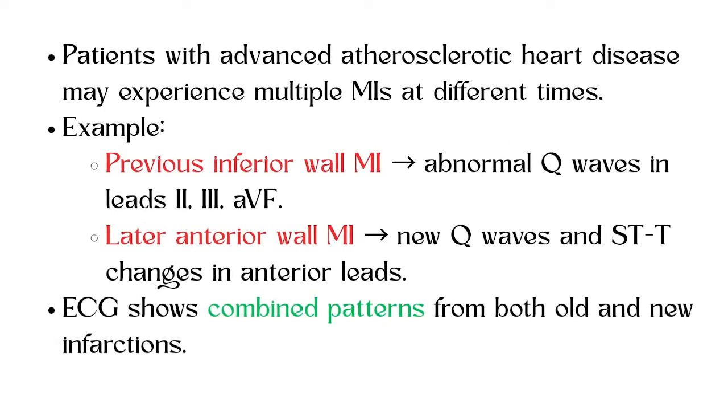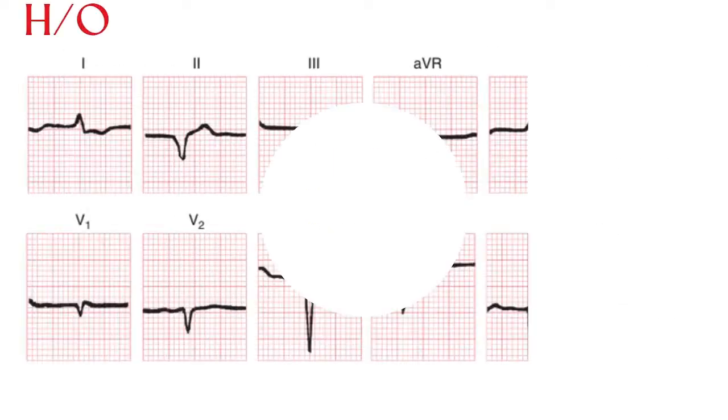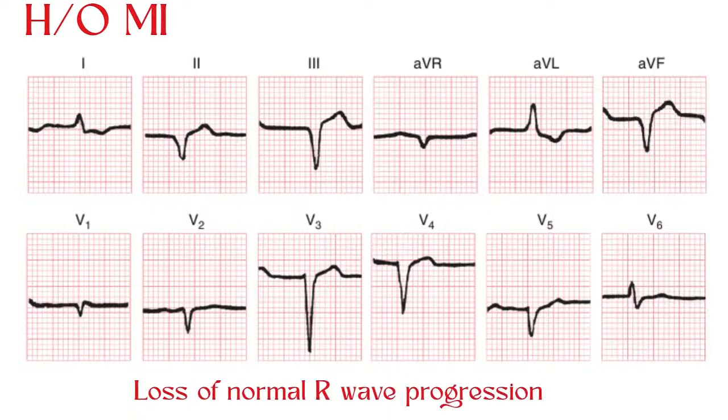Some patients may suffer more than one heart attack at different times. Old infarcts leave permanent Q waves, while new ones show fresh ST changes and Q waves in different lead groups. The ECG shows loss of normal R wave progression with QS complex in chest leads V1 to V5, as well as QS waves in leads 2, 3, and aVF.